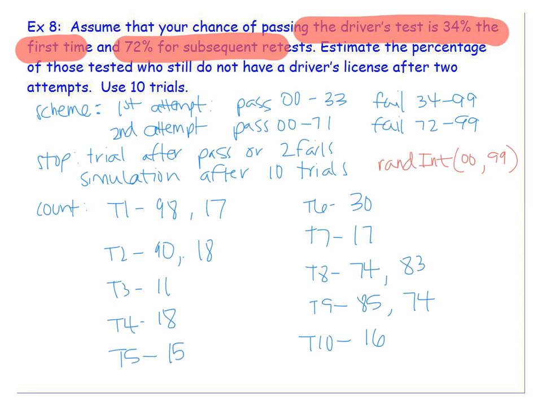So now I need to see which ones were passes. If I go back to trial 1, 17 on the second attempt was a pass. 18 on the second attempt was also a pass. All of the single ones were passes.